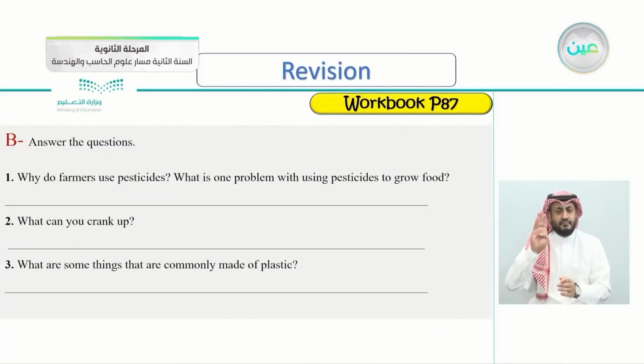Exercise B, page 87, the same page here. Answer the questions. Why do farmers use pesticides? What is one problem with using pesticides to grow food? So this is an easy question here. Why do farmers use pesticides? What is one problem with using pesticides to grow food?